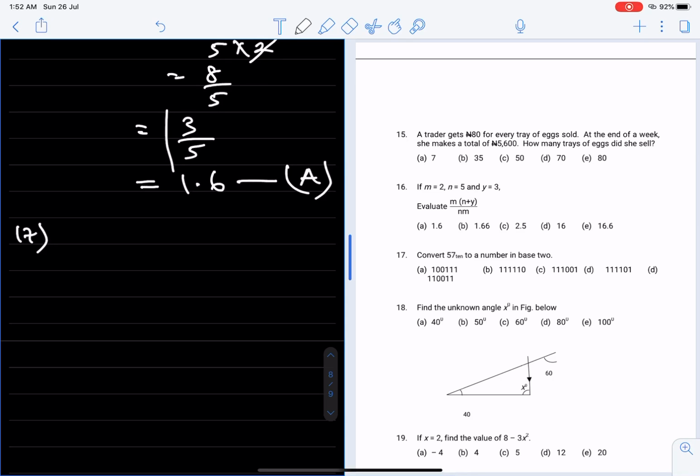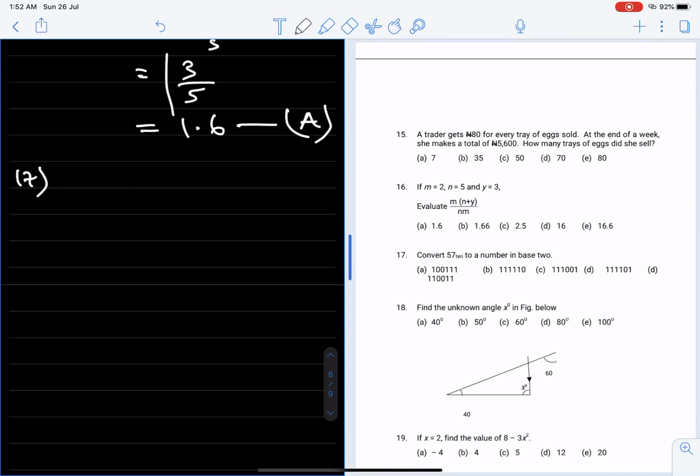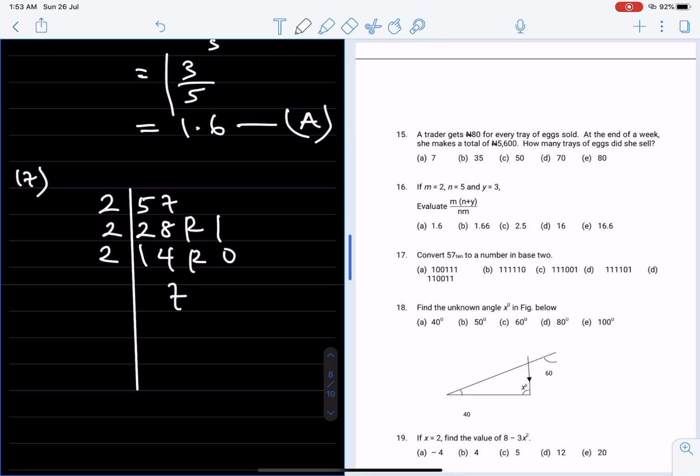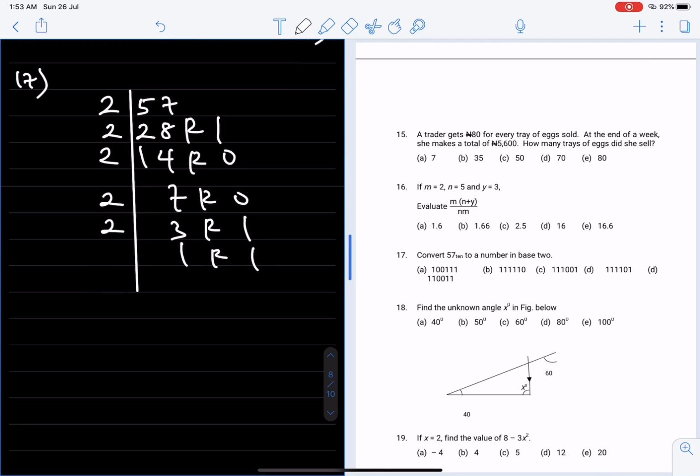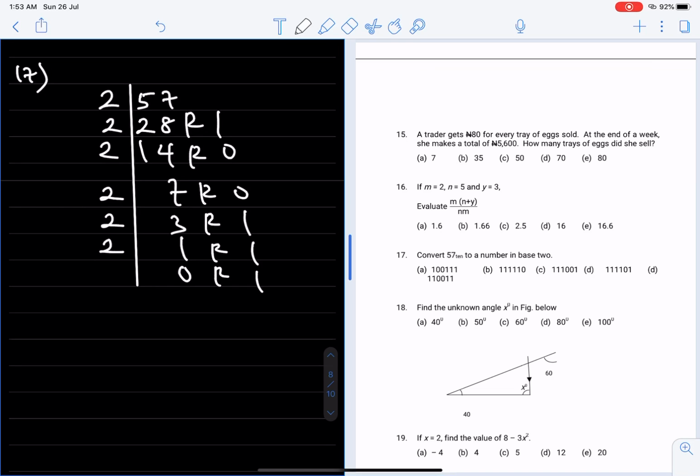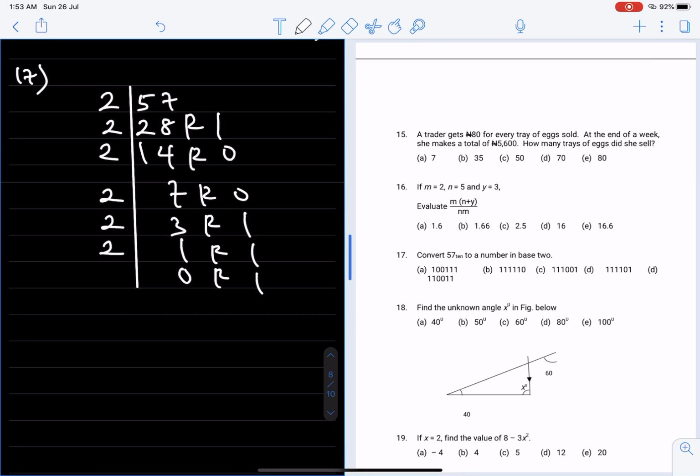Convert 57 base 10 to a number in base 2. For conversion from base 10 to base 2, we do long division. 2 in 5 is 2. You are left with 1. 2 in 17 is 8, with a remainder 1. 2 in 28 is 14, no remainder. 2 in 14 is 7, no remainder. 2 in 7 is 3, remainder 1. 2 in 3 is 1, remainder 1. 2 in 1 is 0, remainder 1. You stop when you get 0 at the bottom.